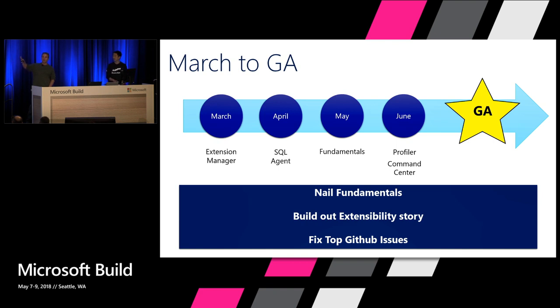We will GA once we have the core editor and that whole grouping, server connection. When we have that core experience solid and we're standing behind it, we'll GA that part. And then the extensions will be coming all the time. There'll be preview extensions all the time. Yeah, question in the back?